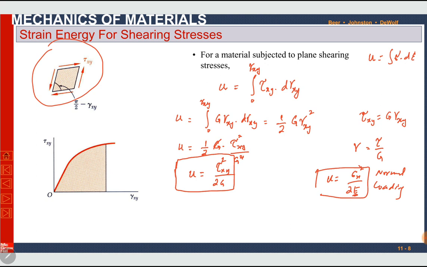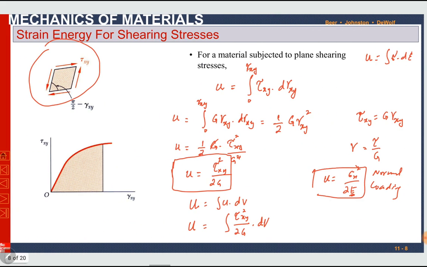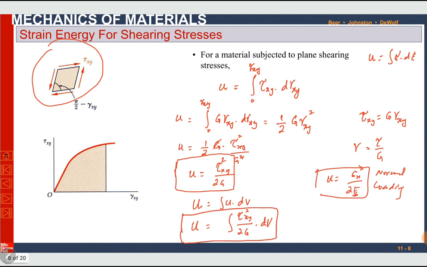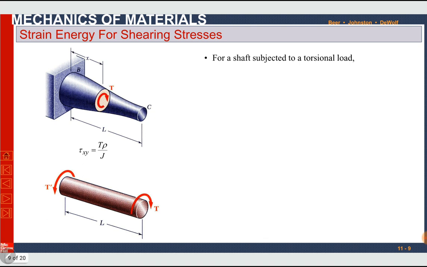In order to find capital U, the strain energy, capital U is equal to the integral of small u dV. So it will be the integral of tau xy square divided by 2G dV. Okay, moving further, this is the general expression. Now if we have a shaft subjected to torsional load, and the shaft is a non-uniform shaft and the area is changing consistently, we can use this expression of tau, which we have studied in the chapter of torsion, chapter number 3 of this book.